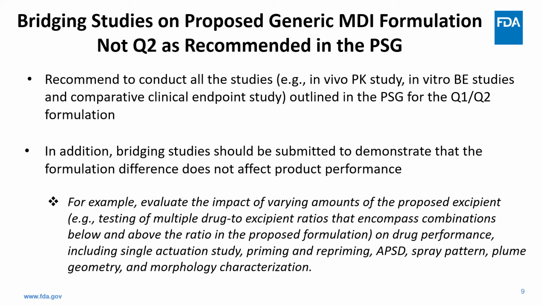The first non-Q2 MDI product was approved this year in March. If applicants want to develop their product not Q2 to the reference product, a bridging study should be submitted to demonstrate that formulation difference does not affect product performance. For example, evaluate the impact of different amounts of the proposed excipient, testing of multiple drug-to-excipient ratios that encompass combinations below and above the ratio in the proposed formulation on drug performance. Please keep in mind that some change in excipient level may or may not impact product performance. This could be considered on a case-by-case basis.